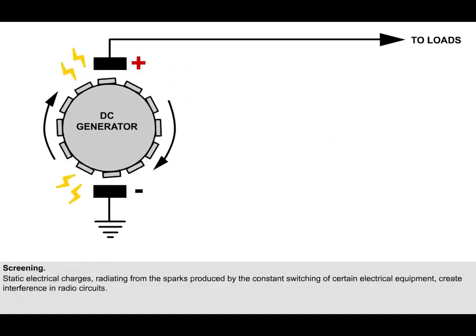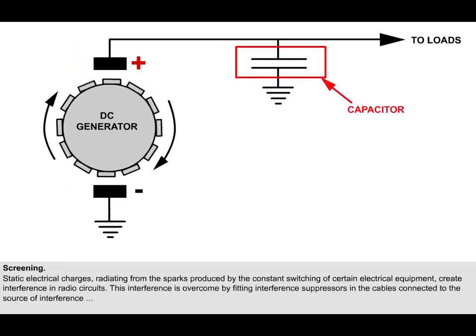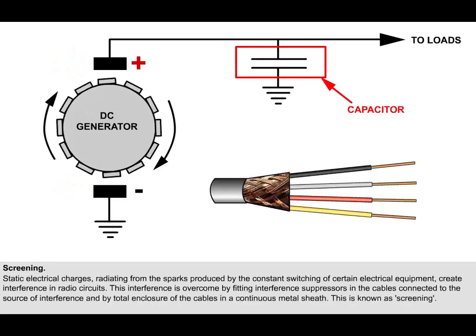Static electrical charges, radiating from the sparks produced by the constant switching of certain electrical equipment, create interference in radio circuits. This interference is overcome by fitting interference suppressors, usually capacitors, in the cables connected to the source of interference, and by total enclosure of the cables in a continuous metal sheath. This is known as screening.